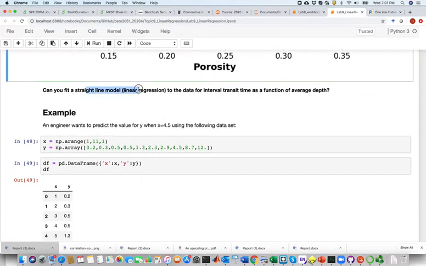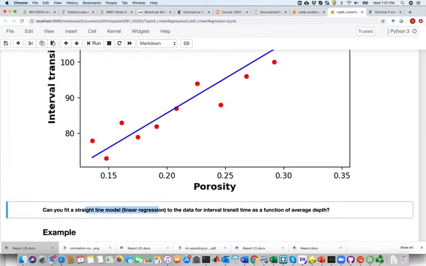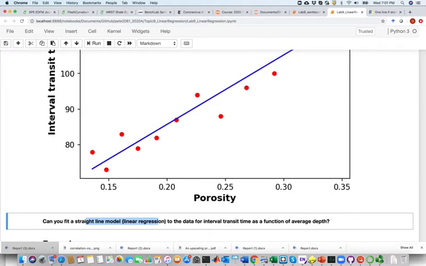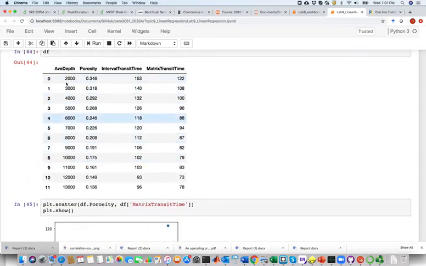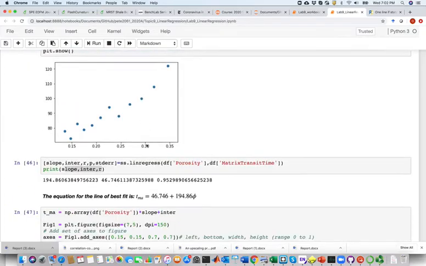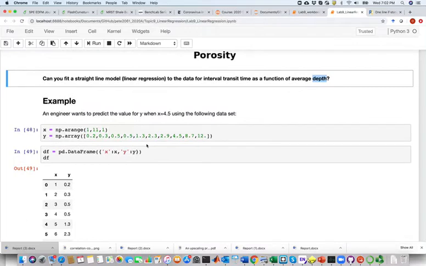I'm asking you to do this exercise. Instead of doing the linear regression on interval transit time versus porosity, can you do the same thing, but for interval transit time versus depth instead? Depth was the first column in the data frame, this guy. So do this against this. That's for your practice. And I move on.